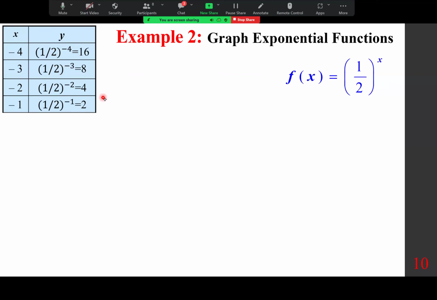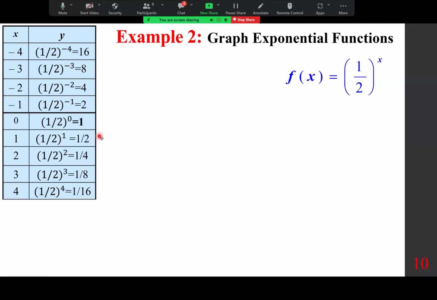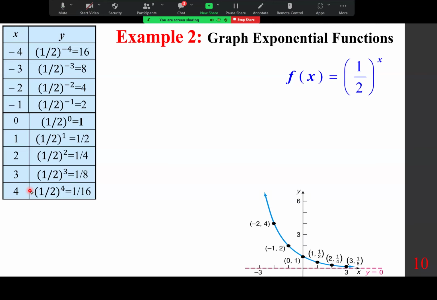If I put 0, for example, I get 1. If I put 1, I get 1/2. If I put 2, I get 1/4, and so forth. So a bunch of pairs will do the job, and you can plot those pairs, and you're done. Obviously, that's an exponential decay because this number is between 0 and 1.